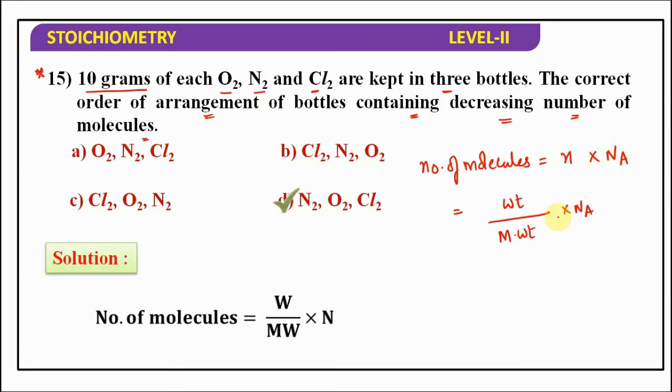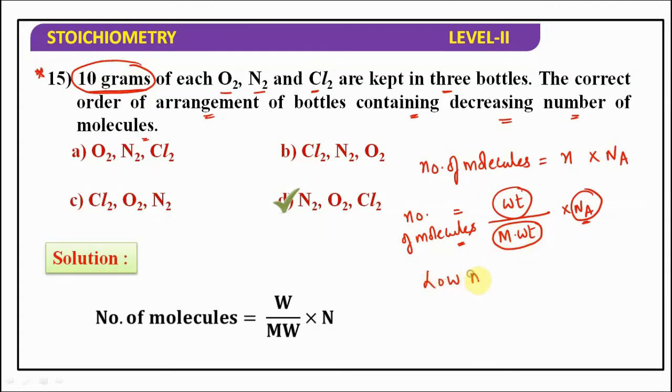Understood? Right? By mistake I have displayed the answer, nothing to worry. So, weight by molecular weight into Na means molecular weight is inversely proportional to the number of molecules. Why? Avogadro number is constant. Weight is constant, because the weight of all these 3 gases is 10 grams. Hence it is constant. So number of molecules is inversely proportional to molecular weight. So a low molecular weight gas has a high number of molecules.